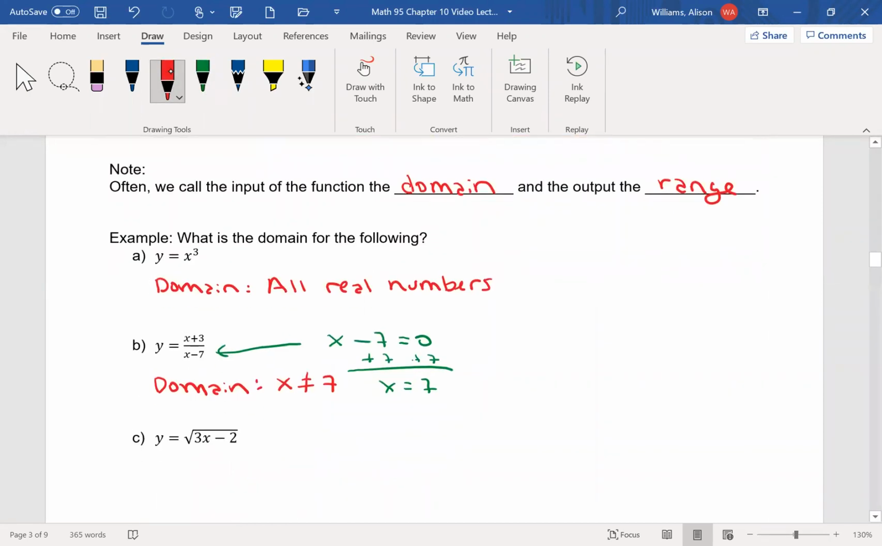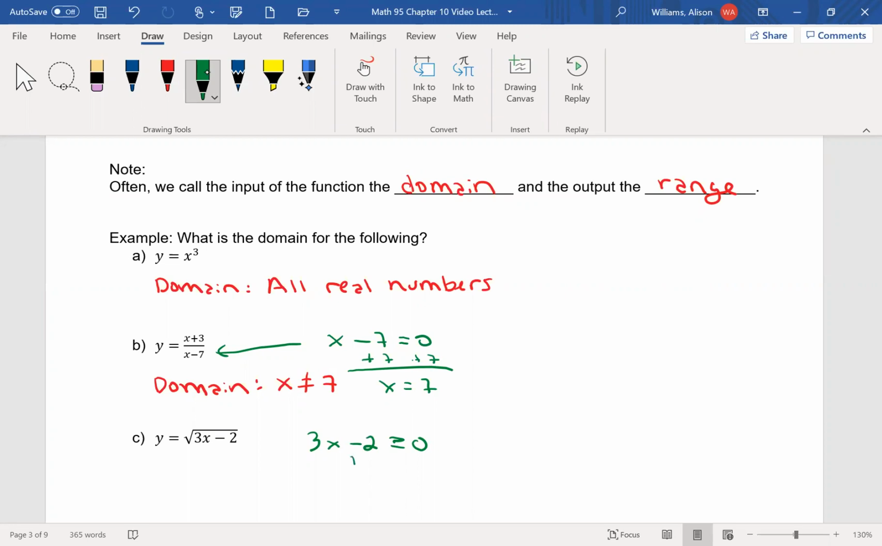Okay, so another one that we might have a potential issue with is the square root. We can't have negatives in the square root. So what I'm going to do is figure out when this thing equals 0. And what I'd like is for it to be bigger than or equal to 0. So I'm using an inequality. I'm saying as long as it's bigger than or equal to 0, I'm good to go.